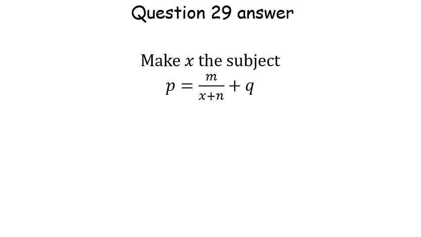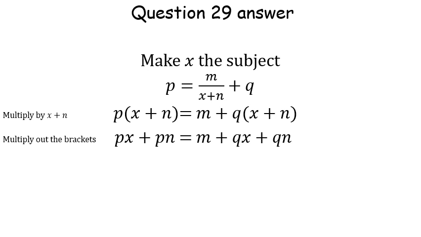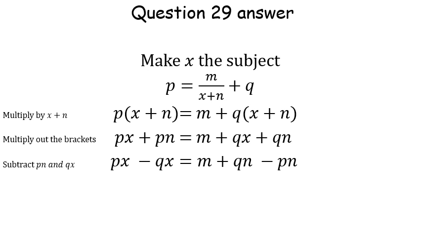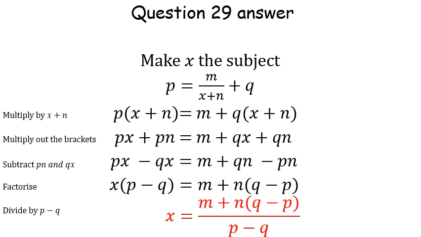Question 29. I started by multiplying both sides by x plus n to get x out of the denominator. I then multiplied out the brackets and subtracted pn and qx so that I get the x terms on the same side of the equals sign. I then factorised so that I could divide both sides by p minus q, getting x equals m plus n(q minus p), all divided by p minus q.